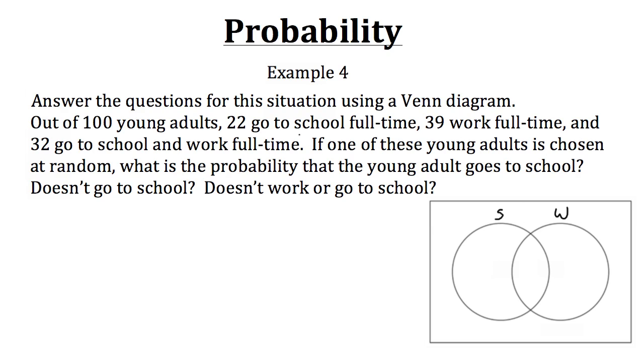So first let's focus on students that go to school only. Out of the 100, 22 go to school full-time. So we'll put 22 right there. And then now let's focus on the young adults who work full-time. So out of the 100, there are 39 who only work full-time. So now we still need to find out how many young adults do both school and work. So out of the 100, 32 go to school and work full-time.